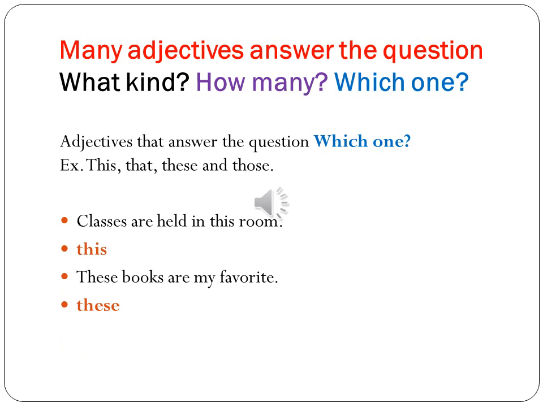Adjectives that answer the question which one. The examples are this, that, these, and those. And of course, when these words are used in the sentence as adjectives, you will find that there is a noun following them. Classes are held in this room. Which room were the classes held in? This room. So this is the adjective. These books are my favorite. Which books are your favorite? These. So these is the adjective.